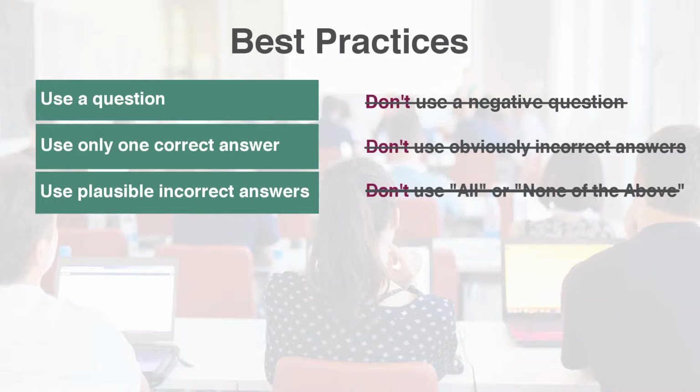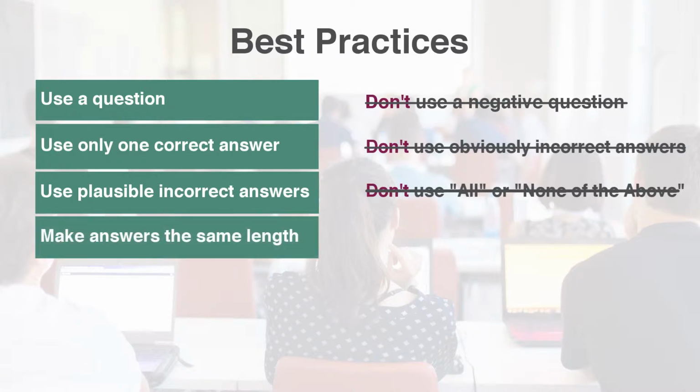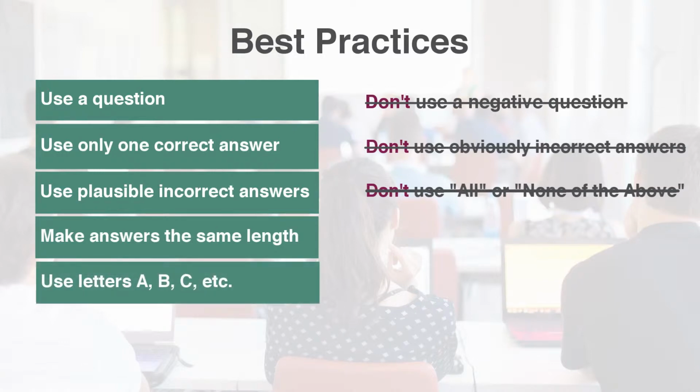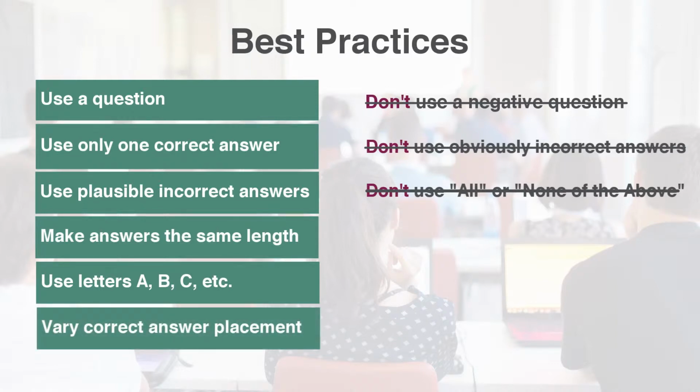If you do use this type of question, create another one where all of the above or none of the above is an incorrect option. Do make your answer choices approximately the same length. The longest answer is usually the correct choice. Do use letters to designate answer options, such as A, B, C, etc. Do vary the placement of the correct answer. Typically, C is often used as the correct choice. Try to have an equal number of each.